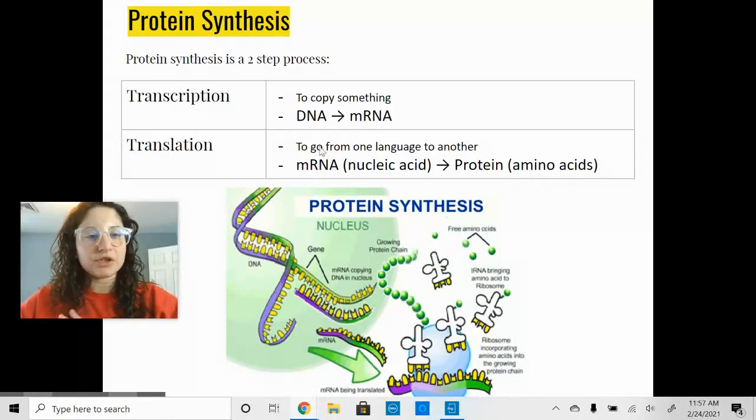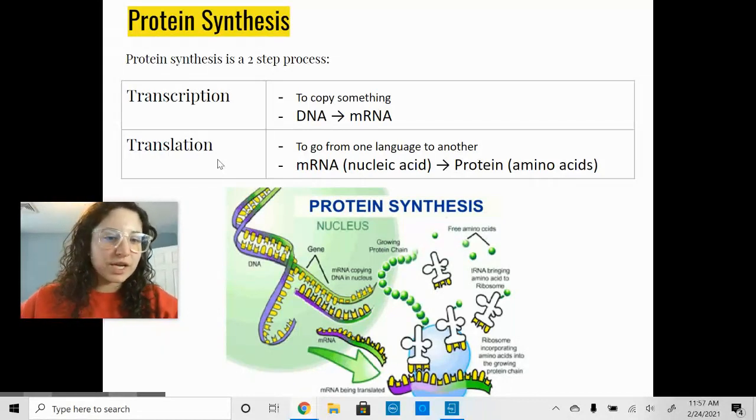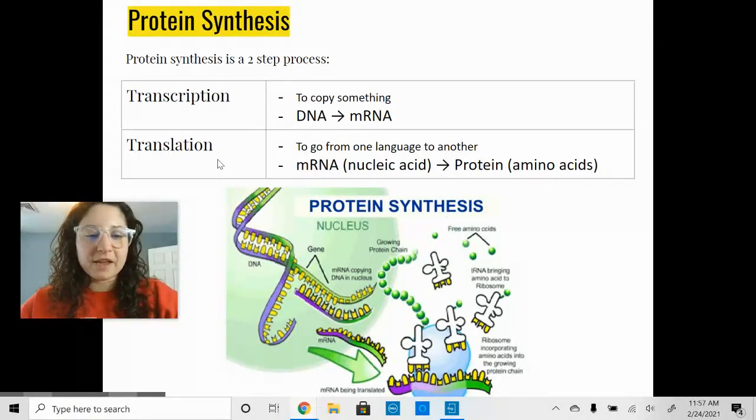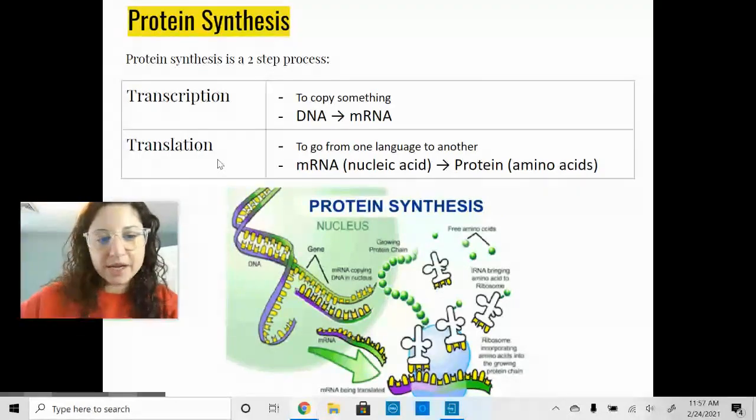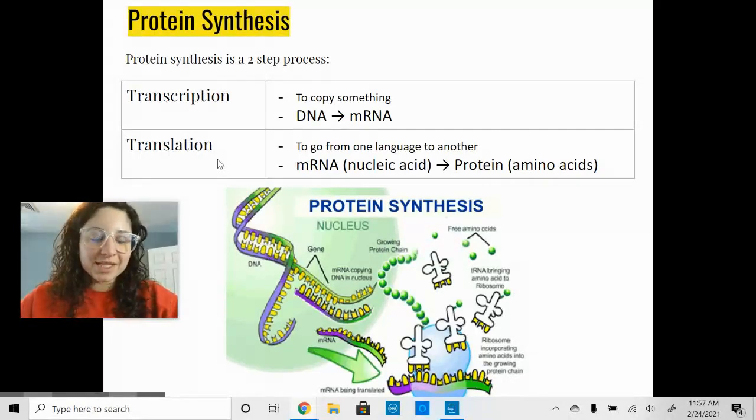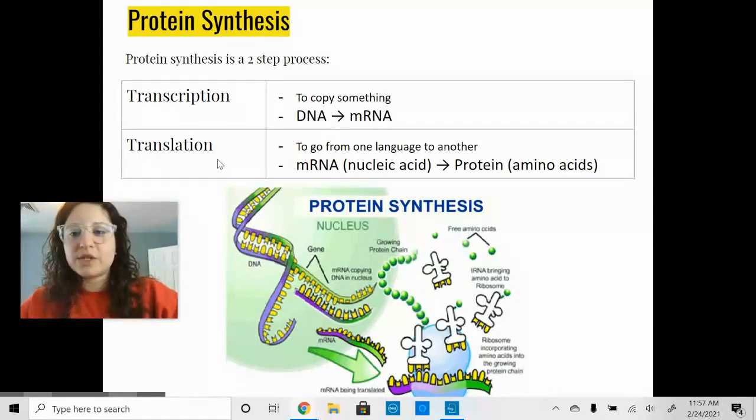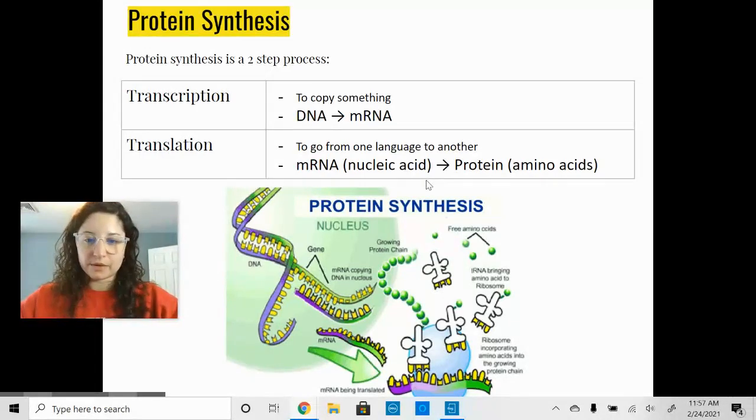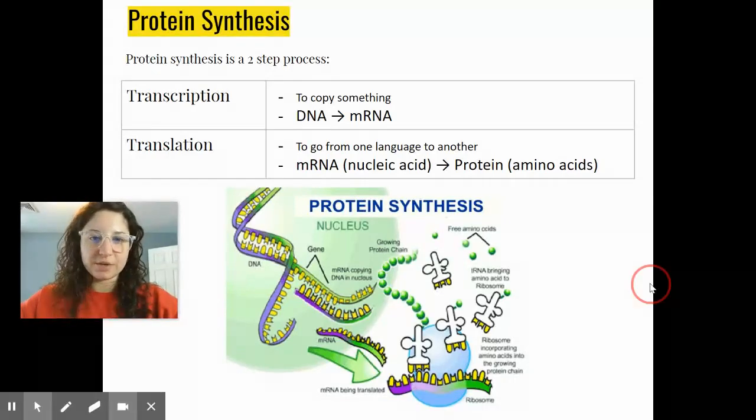The second step is called translation, very similar to how we might translate from one language to another, like from English to Spanish or Chinese to Turkish, or from Finnish to Hungarian. We translate the language of nucleic acids, which is the language of DNA and RNA, to the language of amino acids, which is the language of proteins. So it's a two-step process: transcription, and then translation.